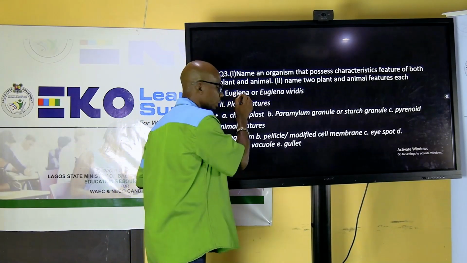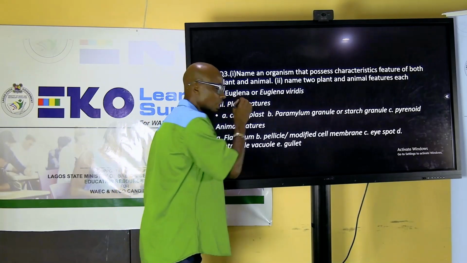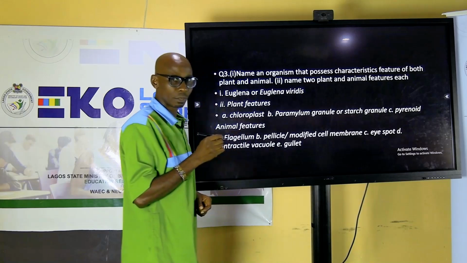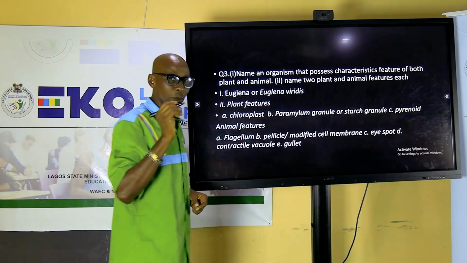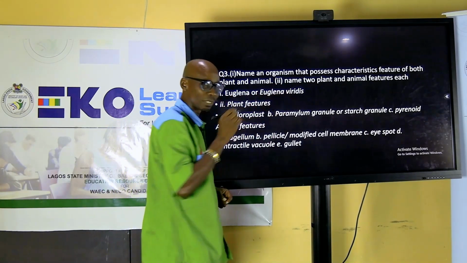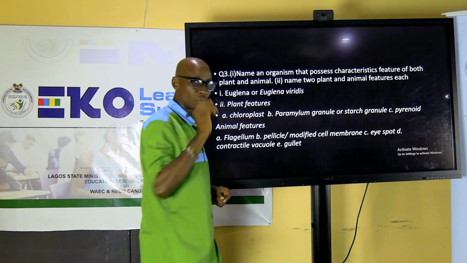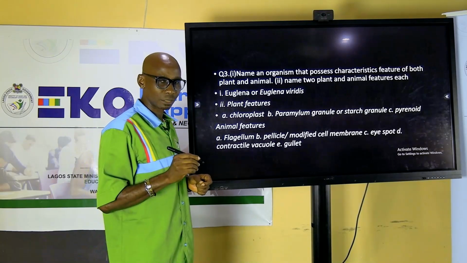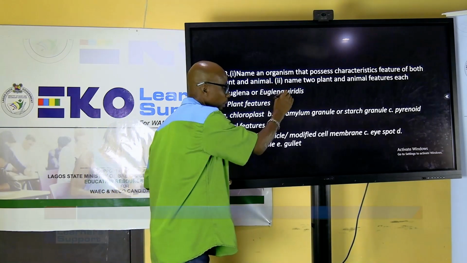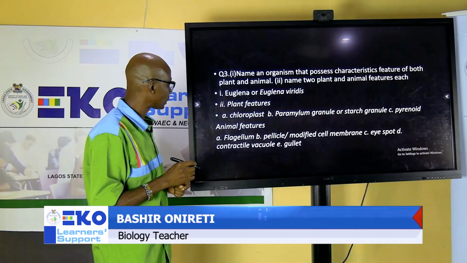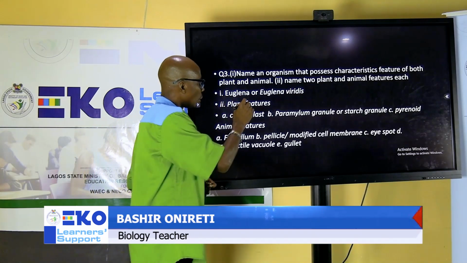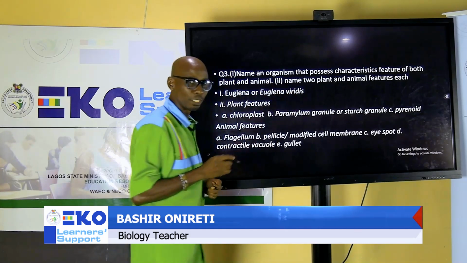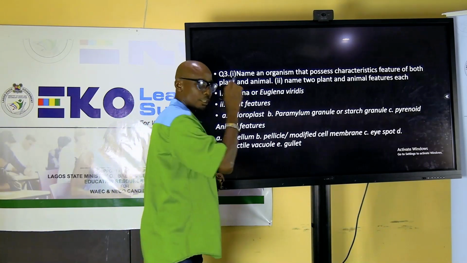The organism is Euglena. You can simply write Euglena, or you write the full name, Euglena viridis. Remember, this is the scientific name. Each of these names must be underlined. But if you are typing, it must be in form of italics. So the name is Euglena or Euglena viridis. If you cannot get the correct spelling of the species name, stay with Euglena.